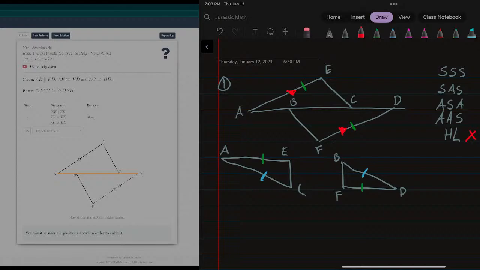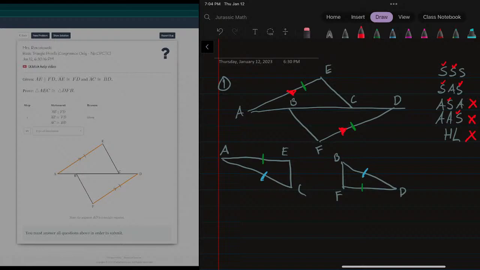Now, we are good with AC and BD. So that's one thing. That's a side. So that means we have this one, this one, this one, or this one. And we have AE and FD are the same. So that's another side. So this one, and now this one is wrong, and this one is wrong. Which means I'm looking for either another angle or another side.